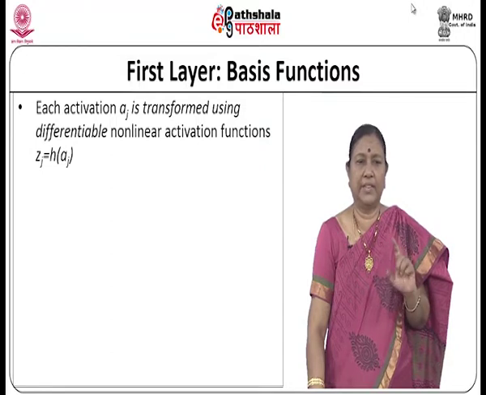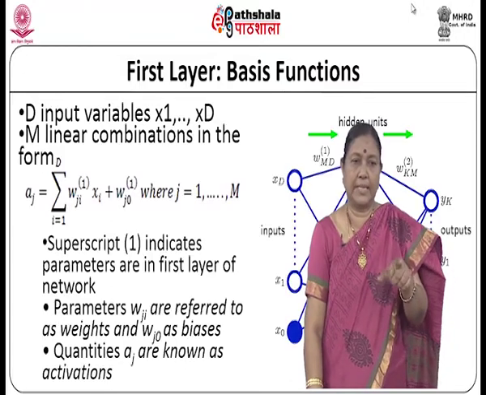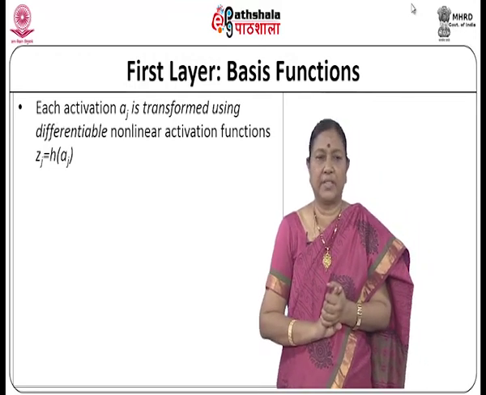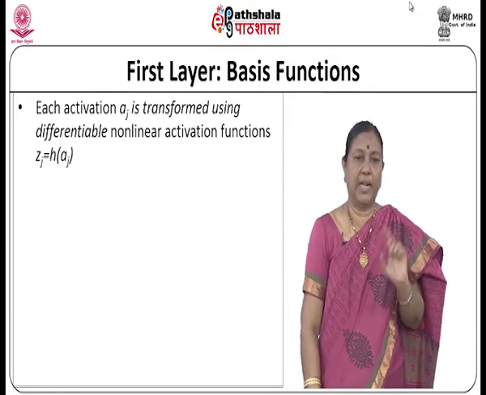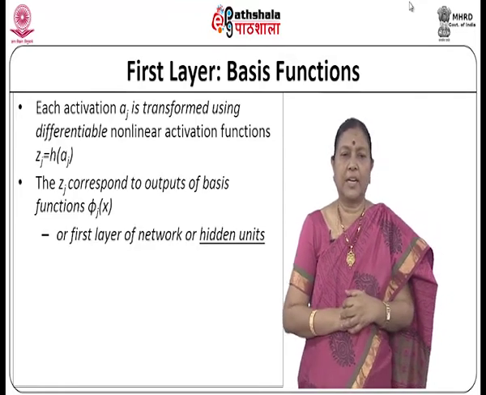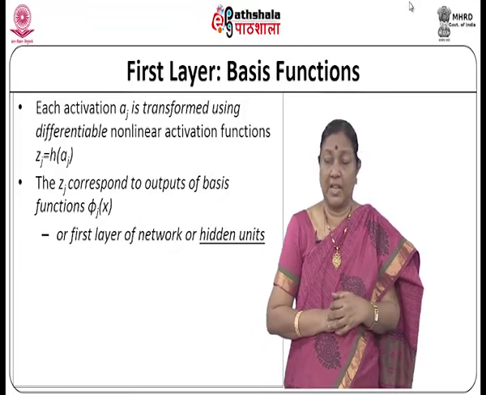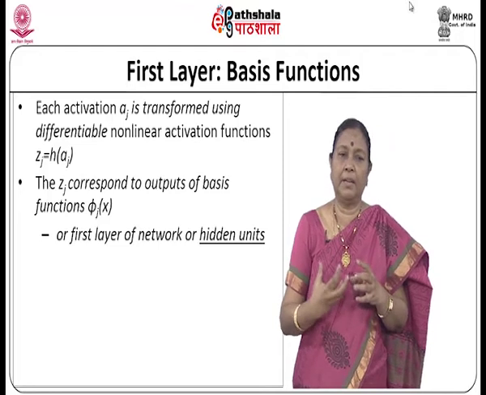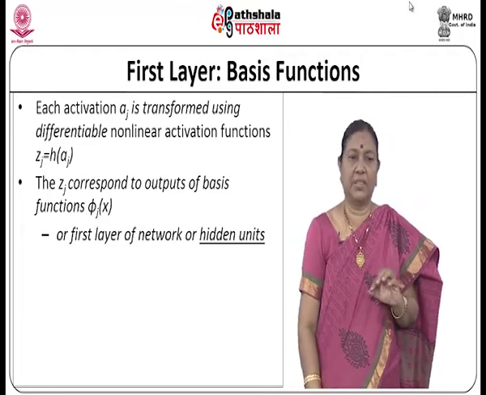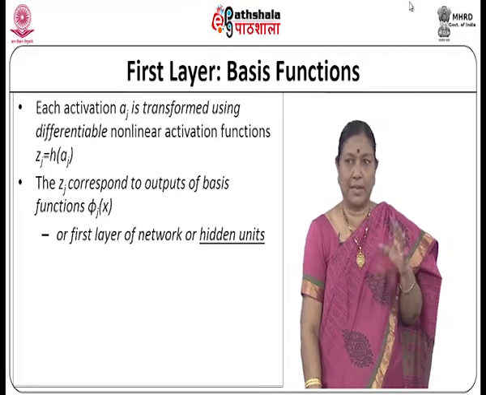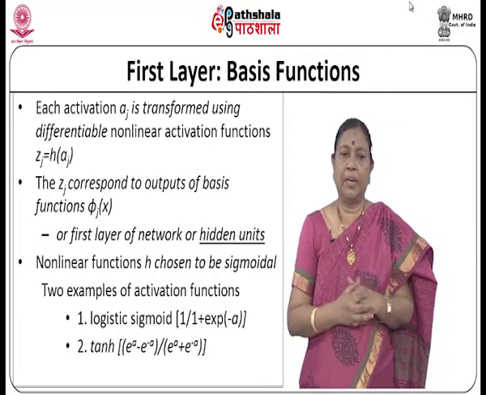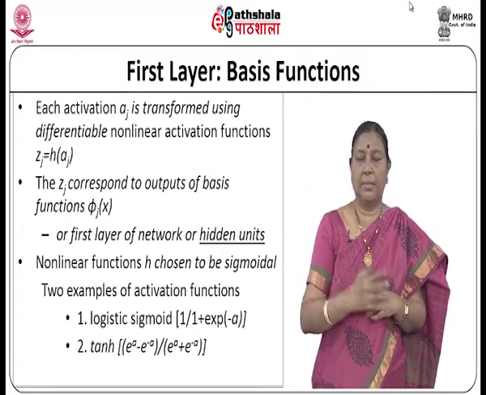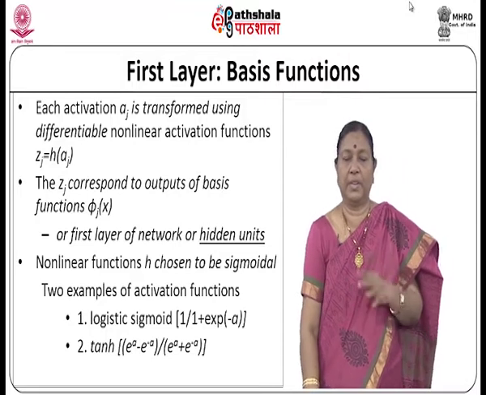Then each activation aj that we saw in the previous slide is transformed using a differentiable nonlinear activation function. For example, zj is equal to h of aj. So, zj corresponds to outputs of the basis function phi of x. Now, in the previous case we did not consider that x was transformed, but here we have x being transformed using a phi function, or the first layer of the neural network, or hidden units. That is where you have the hidden units. It can be nonlinear functions h chosen to be sigmoid. Two examples of activation function are the logistic sigmoid and the tanh, which are given here.